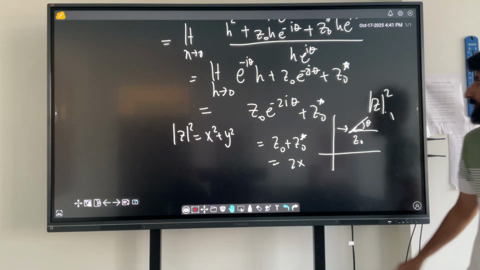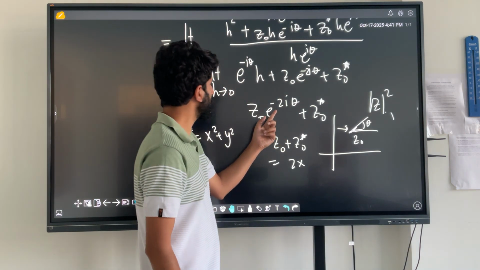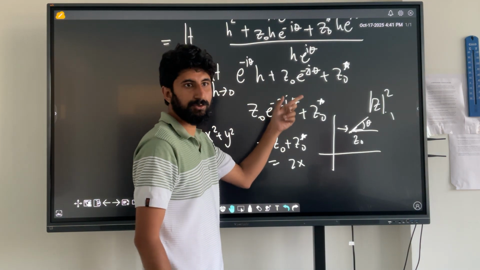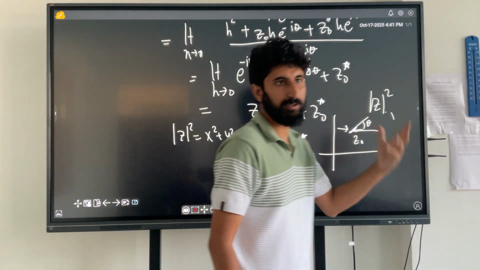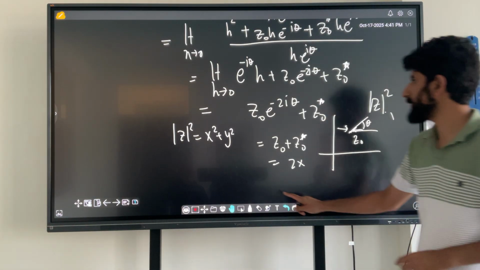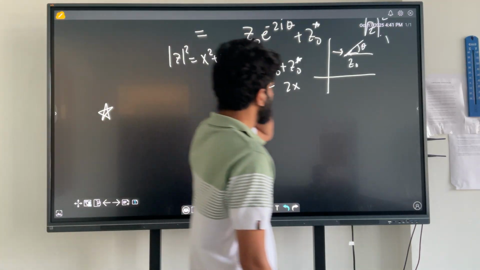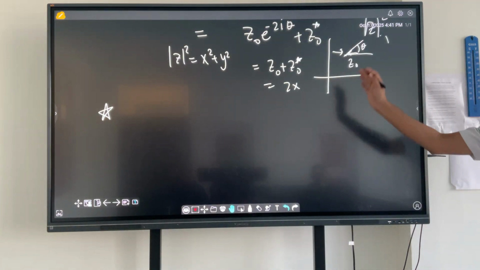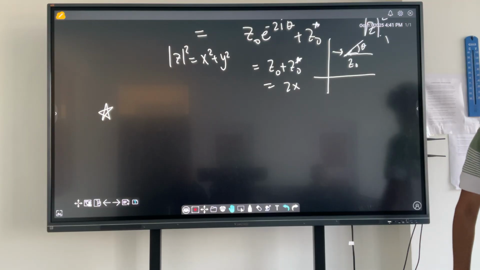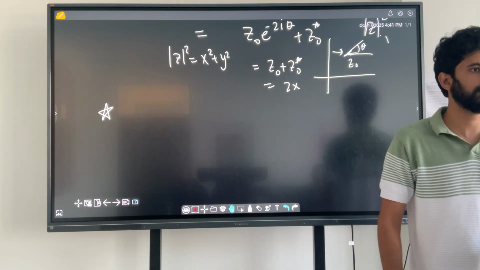Even theta and minus theta are not the same. e to the power 2i theta and e to the power minus 2i theta are not the same. They are complex conjugates of each other. So this is not complex differentiable at z equal to 0. As z not equal to 0, it is complex differentiable.